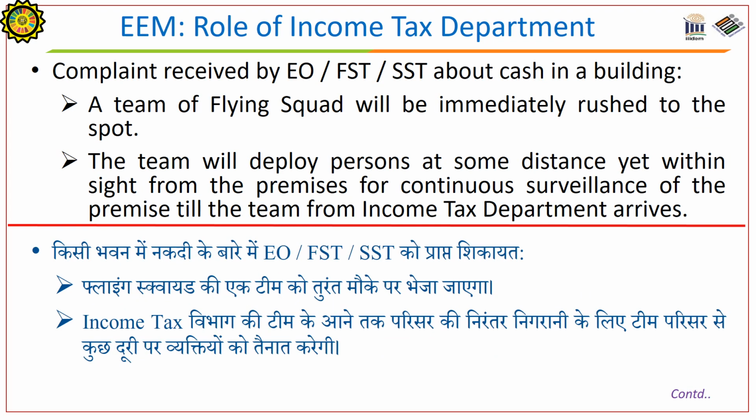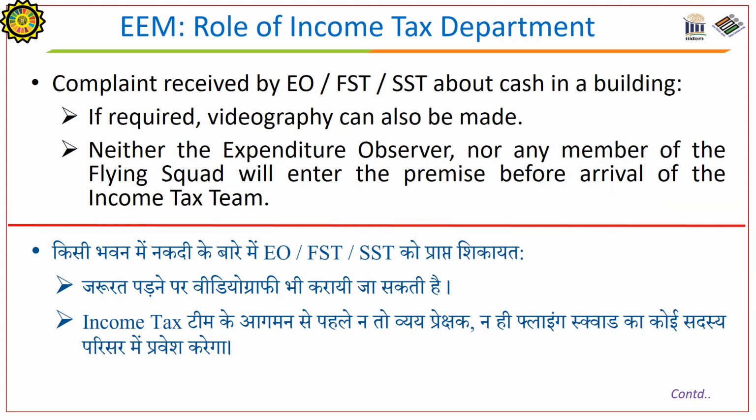Complaint received by the expenditure observer, FST, SST about cash in a building. A team of flying squad will be immediately rushed to the spot. The team will deploy persons at some distance yet within the site from the premises for continuous surveillance of the premises till the team from Income Tax Department arrives. If required, videography can also be made. Neither the expenditure observer nor any member of the FST will enter the premises before the arrival of the income tax team.